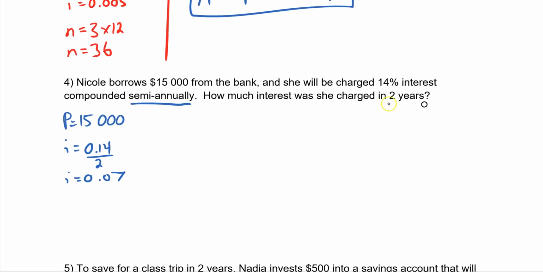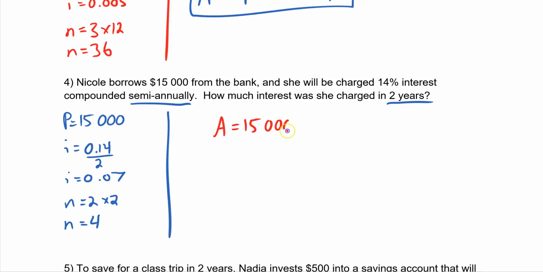Now, 2 years are going by, but she's not getting charged interest only twice. She's getting charged interest twice per year for 2 years, so n is equal to 4. So piecing together the equation, we got 15,000 times 1.07 to the power of 4, and this will give us a value of $19,661.94.